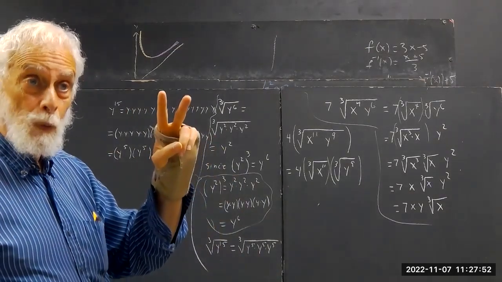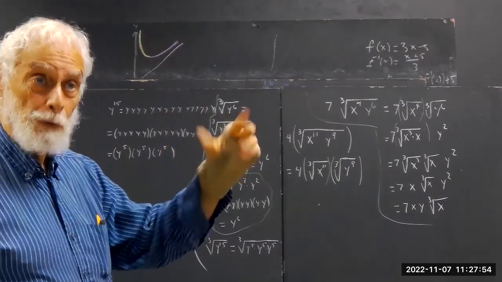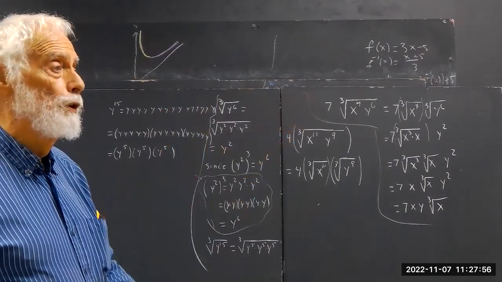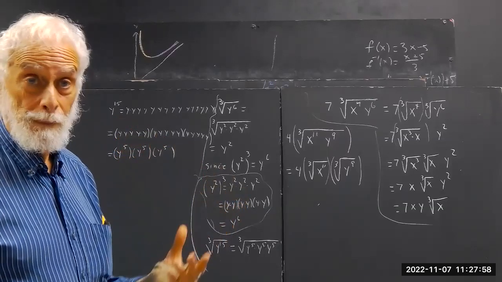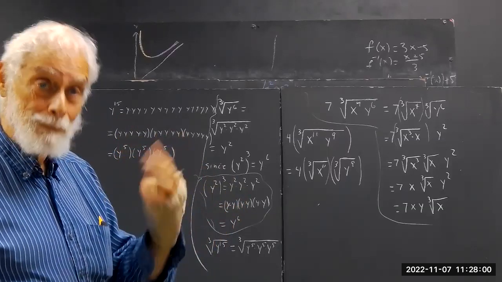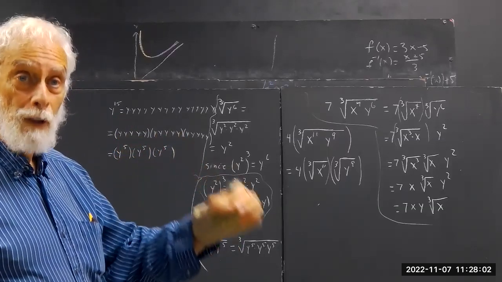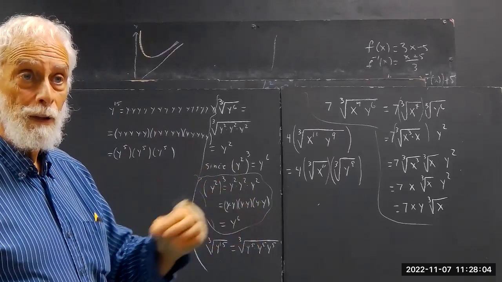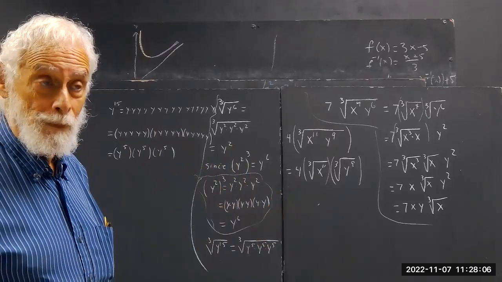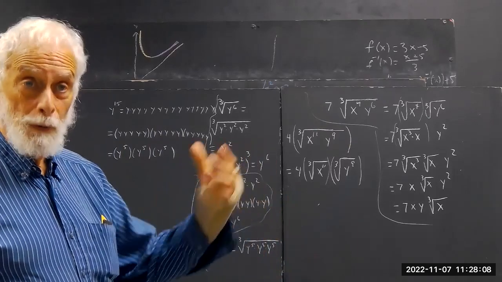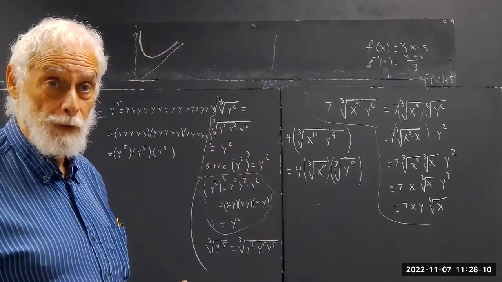It's 2. Why? 2 times 2 times 2 is 8. What's the cube root of 27? It's 3. 3 times 3 times 3 gives you 3 times 9, which is 27, right? Cube root of 64 is 4, because 4 times 4 times 4 is 64.